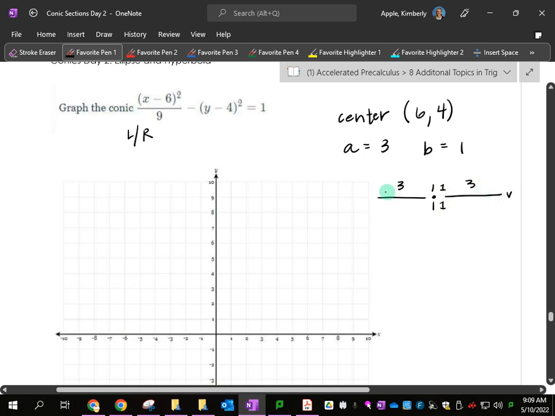Because this is a vertex, this is a vertex. This is co-vertex and co-vertex because it's oriented a little different. So you'll just graph the center, you'll drag A and B to those appropriate locations, and you'll be done with that. And writing the equations is just as simple as it was last time.